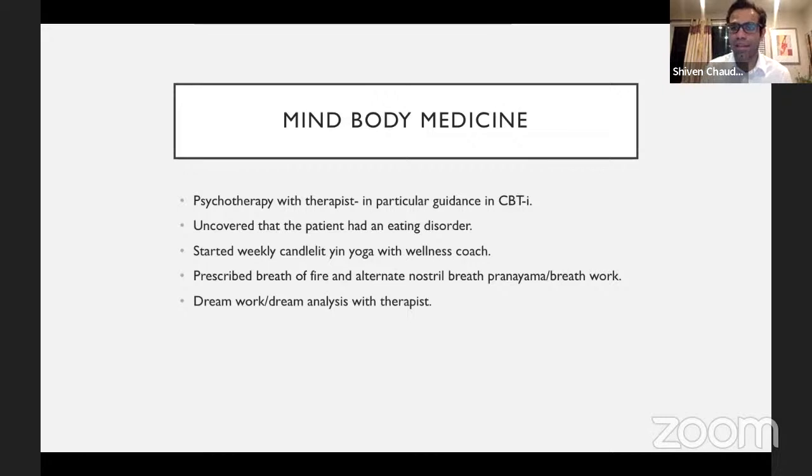This needs to be done by a therapist. I don't do this personally myself. You need to be trained in this. You can't just one day say, hey, let's talk about your dreams and figure out all your life issues. It doesn't work exactly like that.